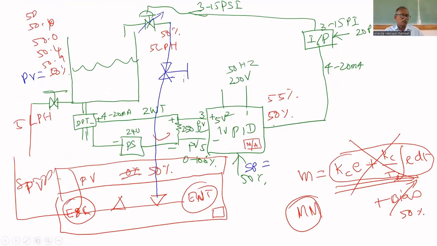Depends upon the controller output. This experiment consists of 3 parts. One is modeling, tuning, closed loop control. Closed loop control means we have to transfer from manual mode to auto mode. That process is called bumpless transfer.